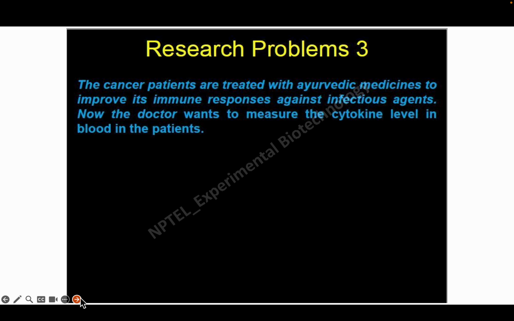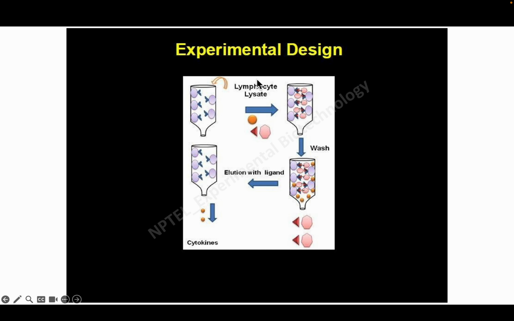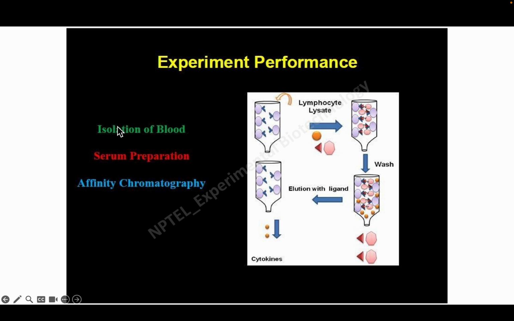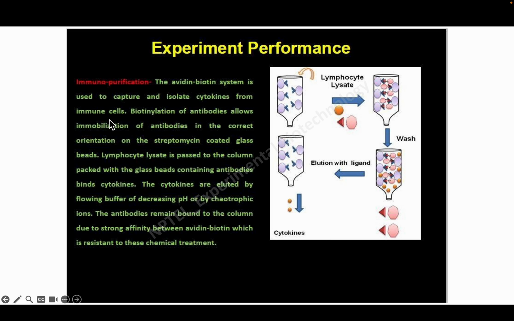What can they do? They can generate an antibody against cytokine, right? And they can purify. So now the experimental design is that you have the lymphocyte lysate, you have to isolate, and then you can purify using a particular ligand. So your lymphocyte lysate will have cytokine, and if you have antibody against cytokine bound to the matrix, those cytokines will get captured in the matrix, and you will get purified cytokine, right? So you will isolate the blood, you will make the serum, and in the serum you have all those desired proteins, and you will do affinity purification. So this is also called immunopurification because you are taking help of an antibody against the protein.